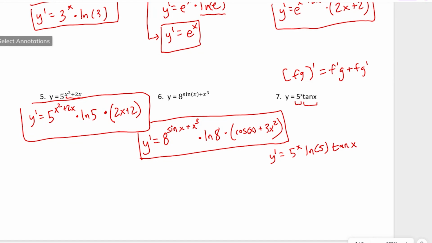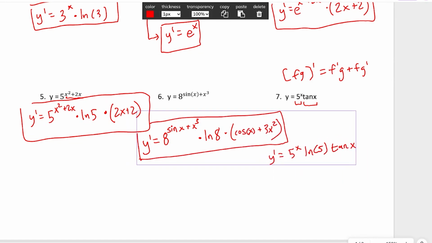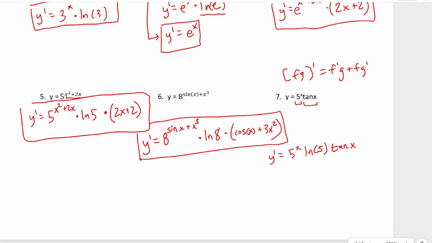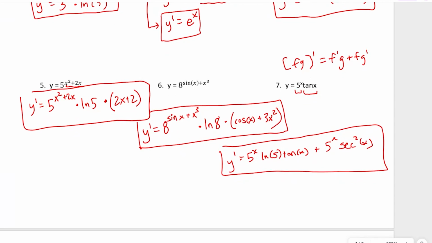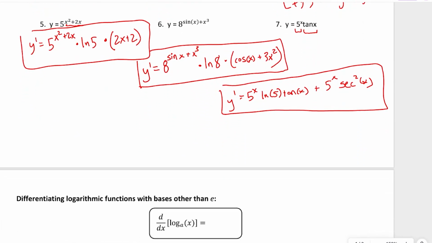I suppose I'm going to need to move this over a little bit to make it fit. Oh, it's not going to let me do that. That's okay, I'll just rewrite it. So 5 to the x times natural log of 5 times tangent x, plus 5 to the x times the derivative of tangent. It's been a little while since we used that one, but it's secant squared x. Now, you could potentially factor out that 5 to the x as a GCF, but we don't really need to simplify that.